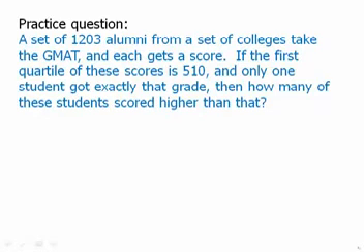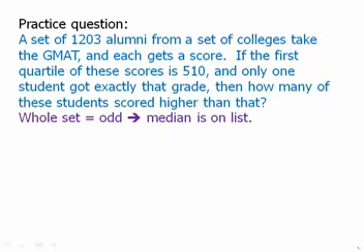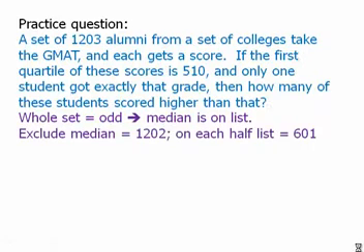Well, let's think about this. There are 1,203 alumni in this population. The whole set is odd, so the median is on that list. And so that means if we put a circle around the median and exclude the median, we'd be left with 1,202 numbers. Divide that number in two, 601. That's each half list. So there's 601 people on the lower list and 601 people on the upper list.